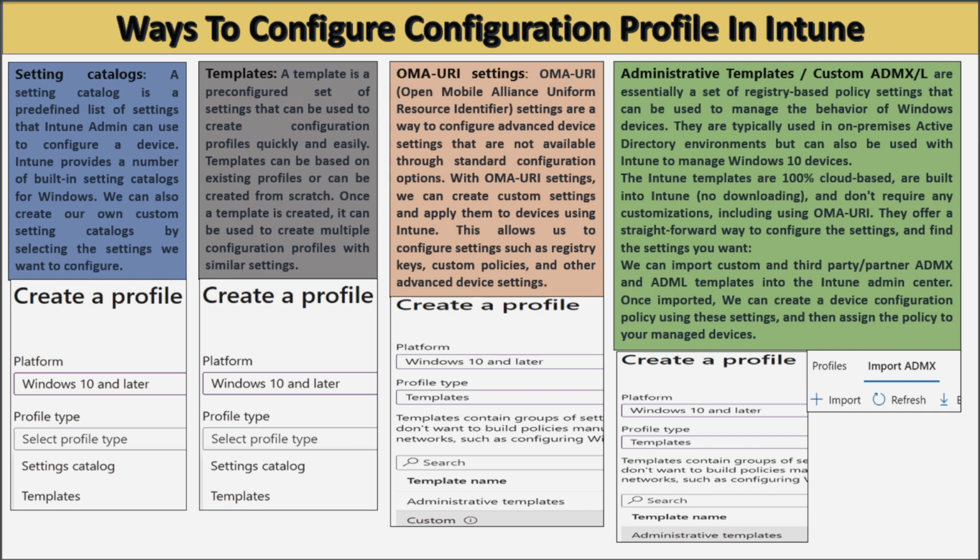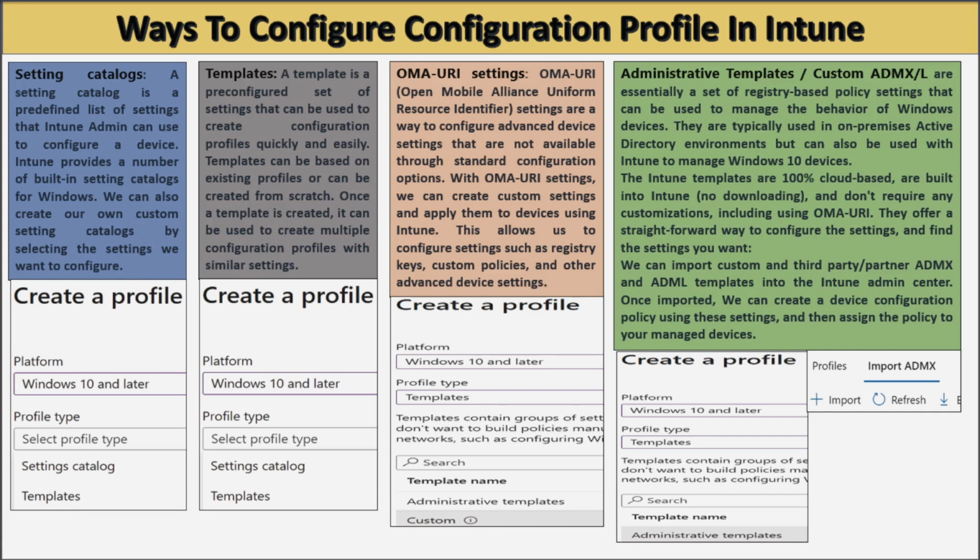To do this, we have to go to the Intune portal, and within the Intune portal we have to go to the configuration profile, and then create a profile. Within that we have to select the platform Windows 10 and later, and in the profile type we have to select template, and within the template we have an option called custom profile. We have to select this and create an OMA-URI profile.